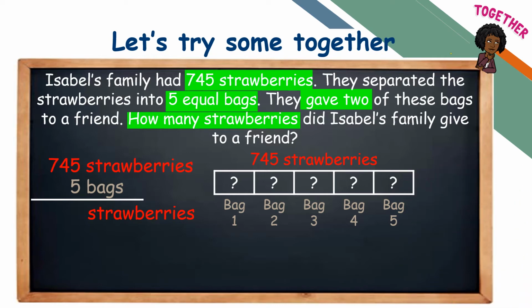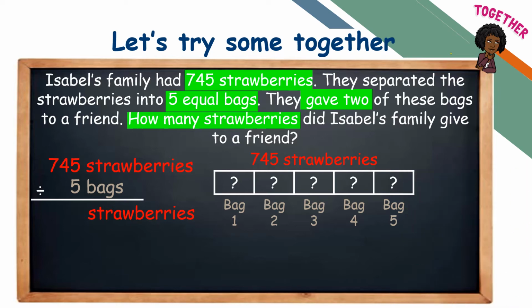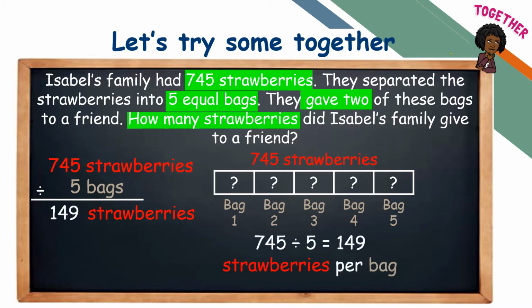We divide 745 by 5 to find the answer. Take a few minutes to do the division. When we divide 745 by 5, we should have gotten 149. Is that our answer?